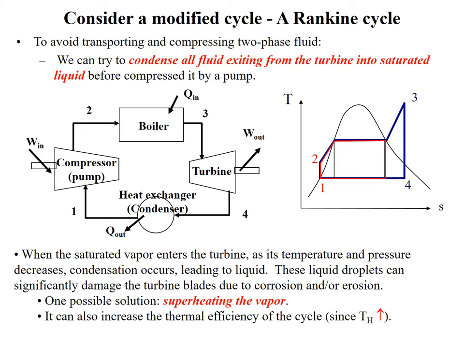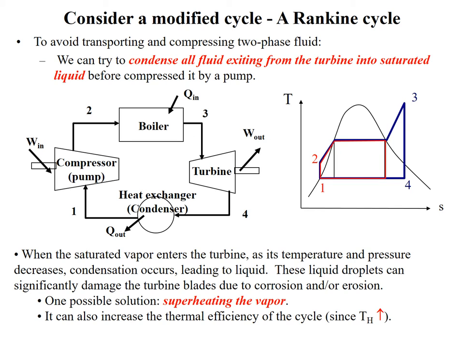In the previous cycle, as we saw in the Carnot cycle, point 1 is comprised of water vapor as well as fluid. So the pump cannot work with a two-phase flow. To overcome it, point 1 should be a fluid. So we condense all the fluid exiting from the turbine into a saturated liquid before it is compressed in the pump. Means before entering the pump, all of it should be condensed fluid. That is what we are overcoming in the Rankine cycle.